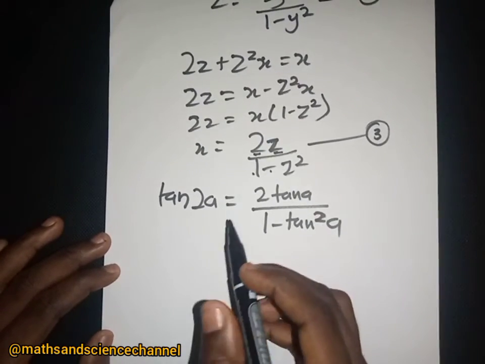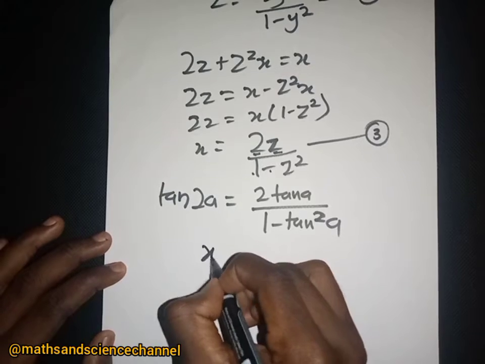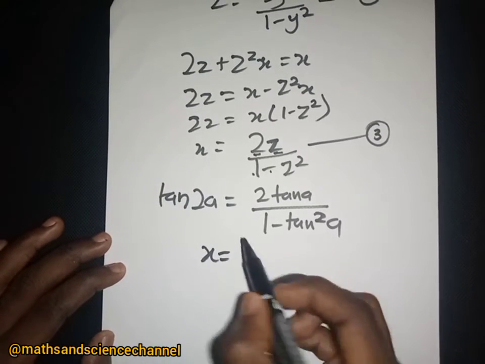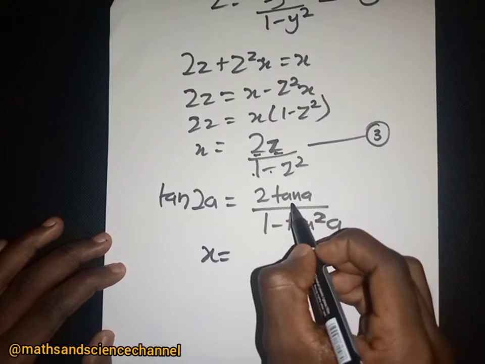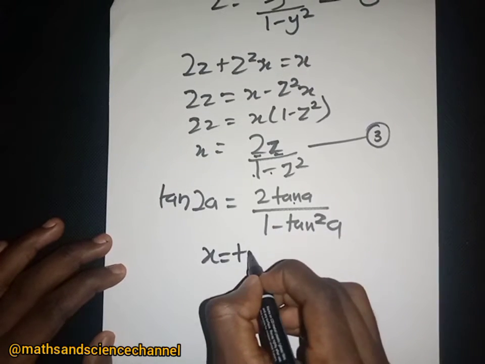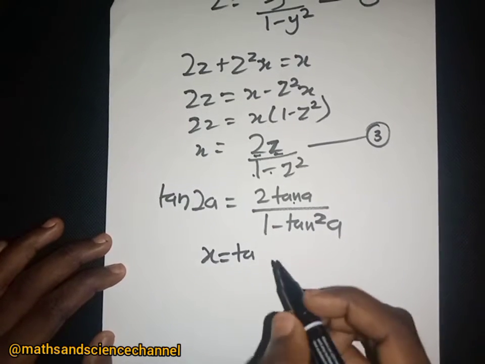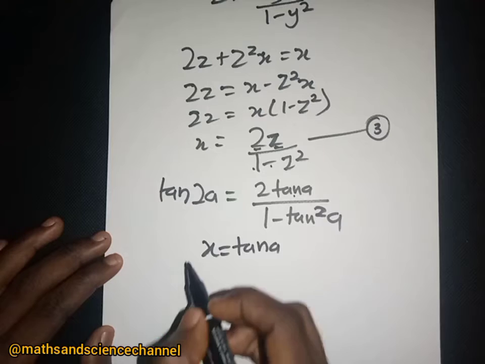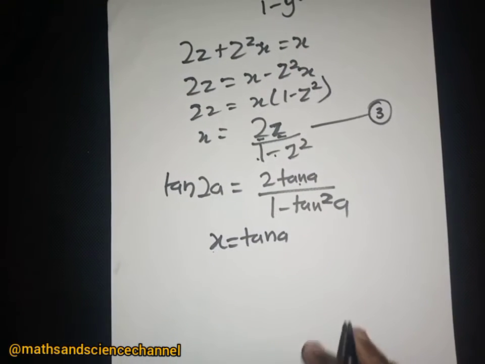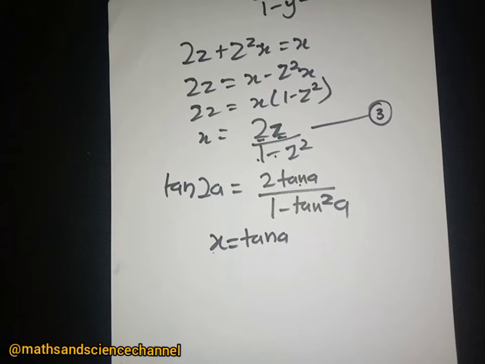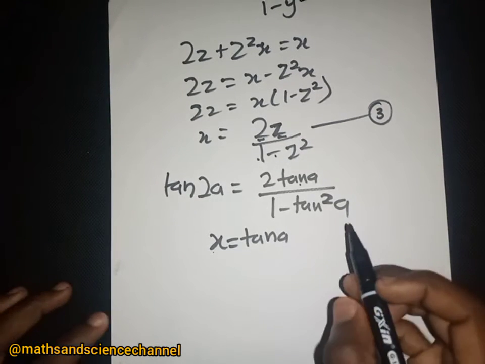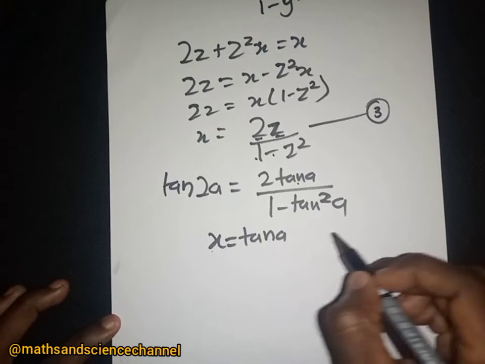So in this case, let's start with x. So in each of the cases, x, y, z should be equal to what? Tan a. So let's take the first variable. So let's say x is equal to tan a, right? Now if x is equal to tan a, then let's define the range of values for tan a.